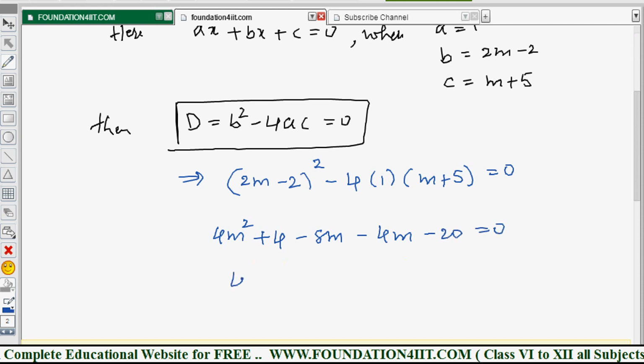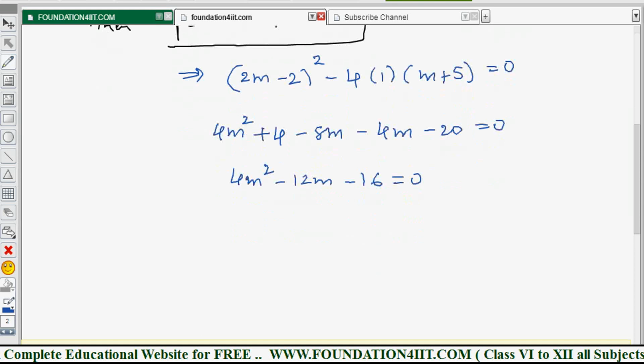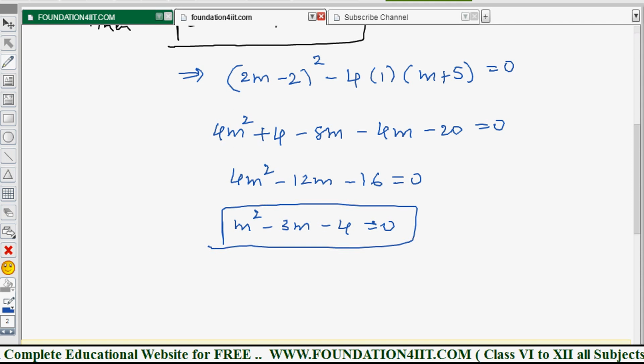Now if you simplify this, 4m² − 12m − 16 is equal to 0. Again you are getting another quadratic equation. Just we can simplify and get two answers. If you take 4 common, m² − 3m − 4 is equal to 0. Now this is the quadratic equation. Just take 4 common and 0 by 4 is 0.